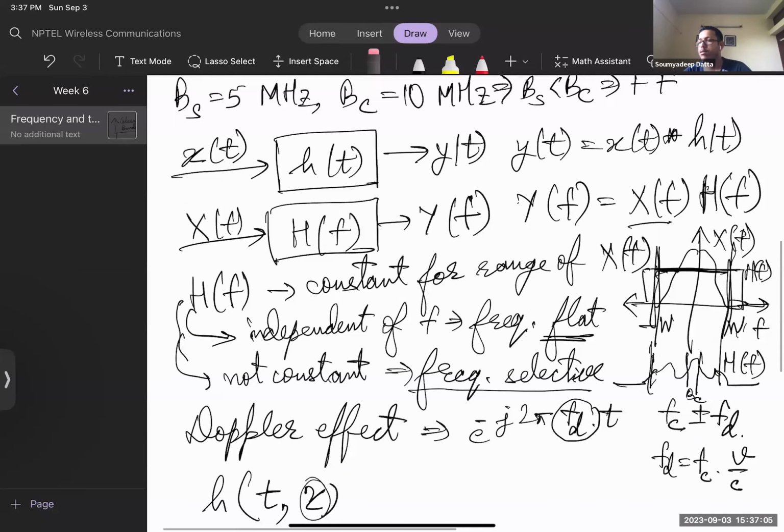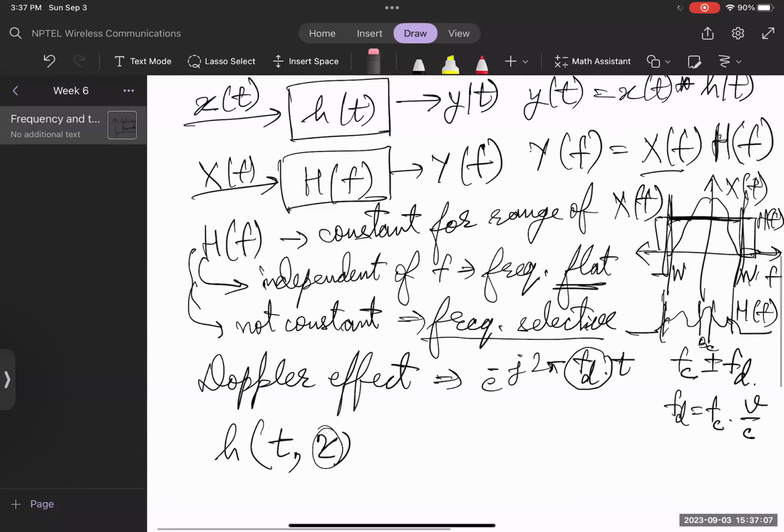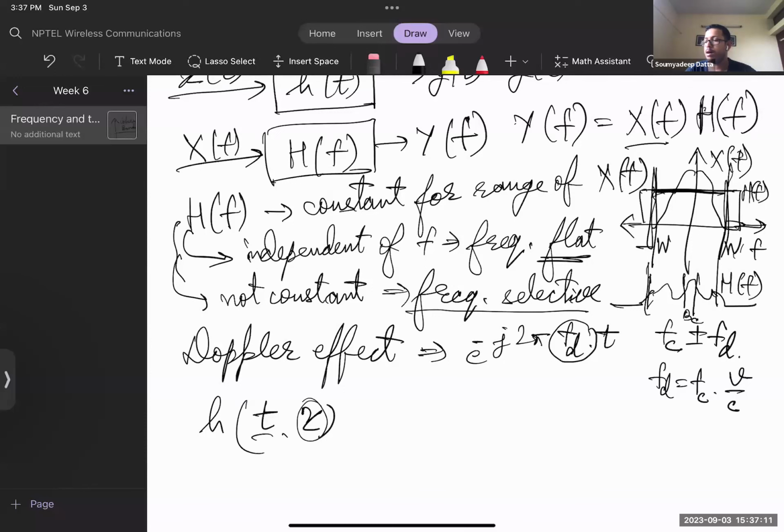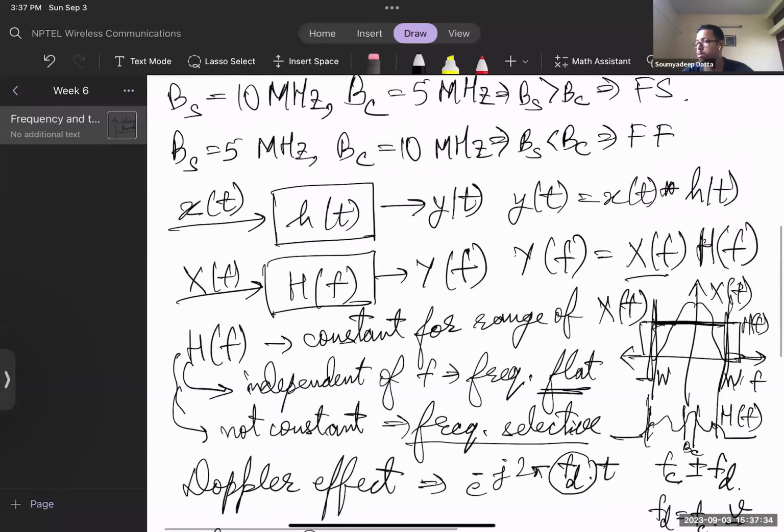In the time domain, a channel can also vary with time, right? Maybe now it has a certain behavior. Maybe 10 seconds later, it will have a different kind of behavior. So you want to see how quickly the channel is changing its behavior, even at the same frequency level. That is why time dependence is also important.